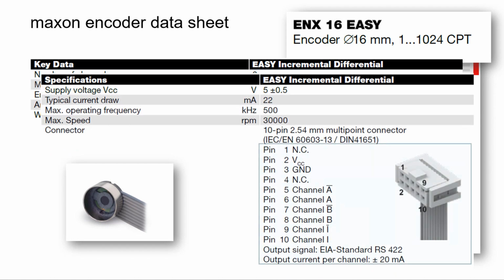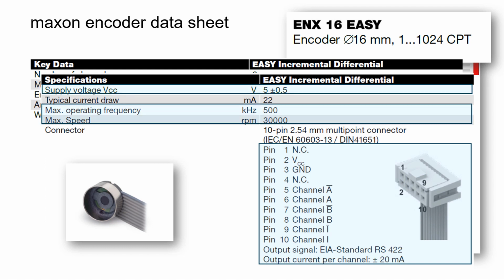Indeed, the 3 signal channels with their complementary counterparts can be found in the specifications part, more precisely on the right in the pin allocation. Additionally, the specification gives information about supply voltage range and maximum speed and operating frequency. The configuration shows the range of resolution and possible cable lengths that can be selected.